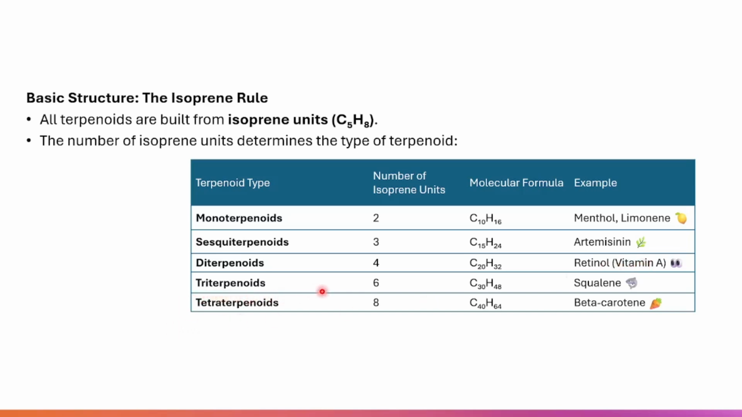Triterpenoids are actually formed by combining six isoprene units. Molecular formula is C30H48. Squalene is the example of triterpenoids. And lastly, tetraterpenoids are actually formed by combining eight isoprene units, C40H64. Beta carotene is the example of tetraterpenoids, which is present in the carrot.